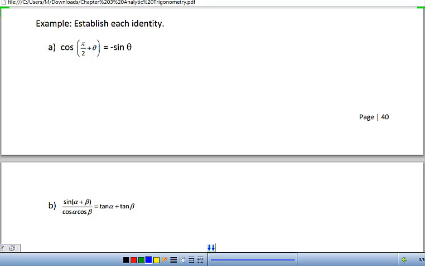So I'm going to start with my left side, which is cosine of pi over 2 plus theta. Okay, and of course we've got the cosine of the sum of two angles. And so we're going to use our sum formula for cosine, which if we write it out, and I'll write it out here above, is going to be cosine alpha cosine beta minus sine alpha sine beta.